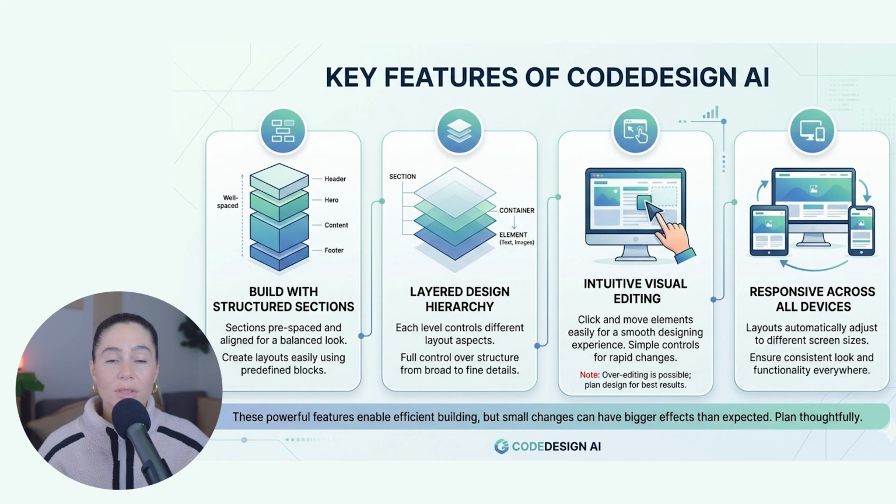And finally, your design is responsive. That means your layout is meant to adjust across screen sizes, so changes you make in one place can affect how things look somewhere else. These features are what make the platform powerful, but they're also the reason small changes can have bigger effects than expected.